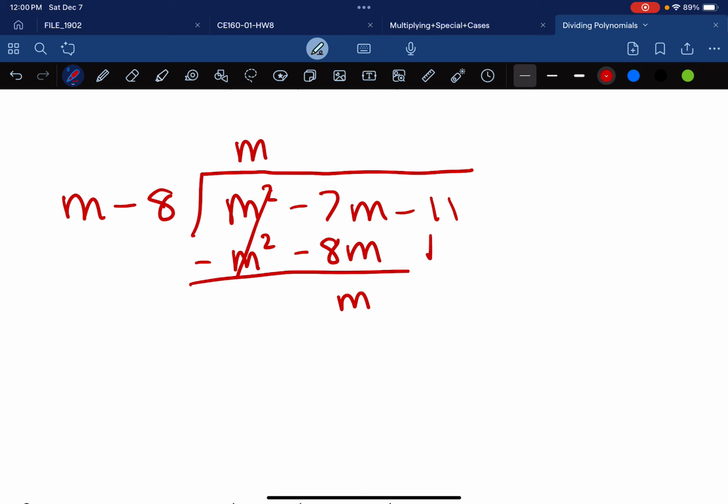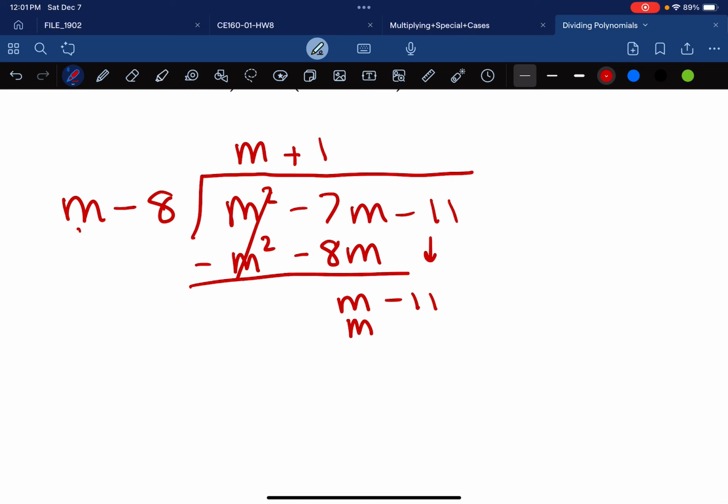I'm going to then drop this down. So my new polynomial is m minus 11. Then I'm going to say what times m, back up here, is going to give us m. And I'm going to say 1. 1 times m is going to give me m. 1 times negative 8 is going to give me negative 8. When I subtract that, those are going to cancel out, and I'm going to be left with negative 3.